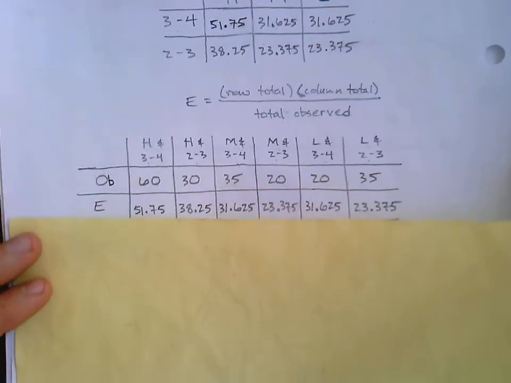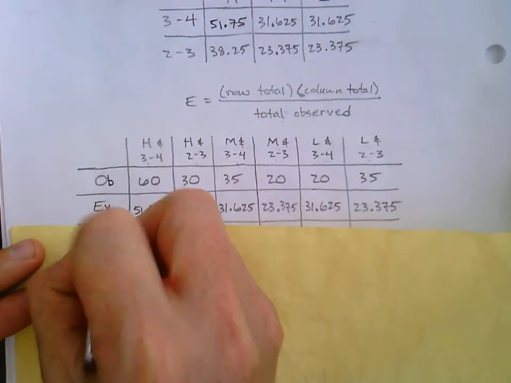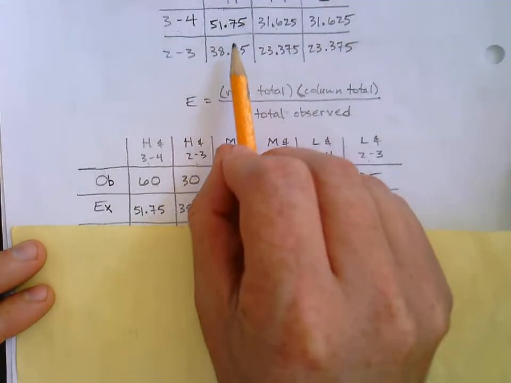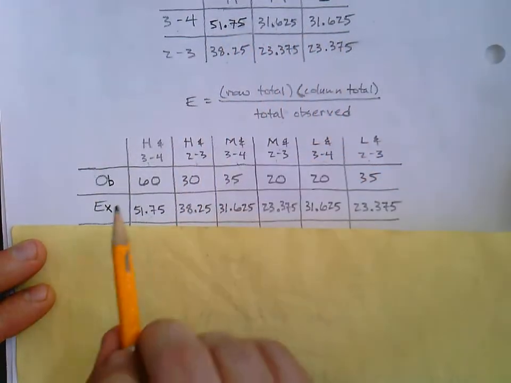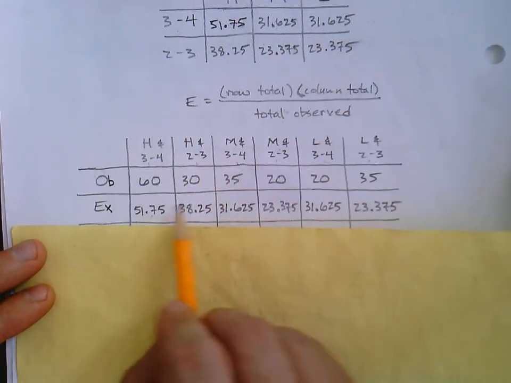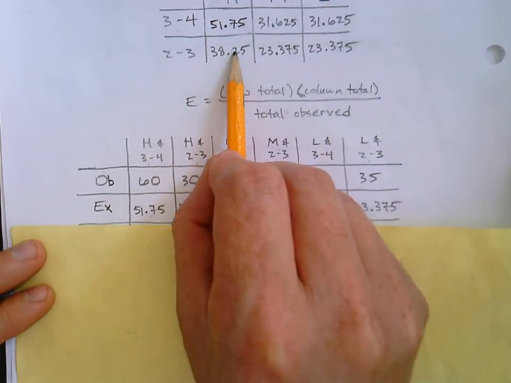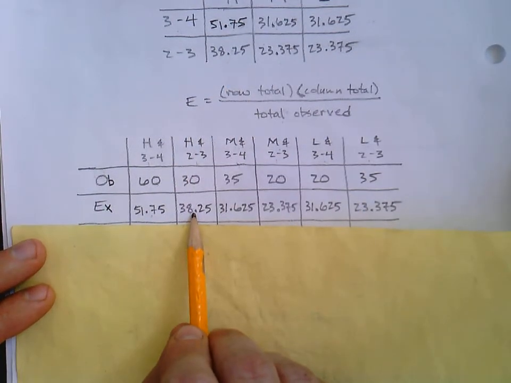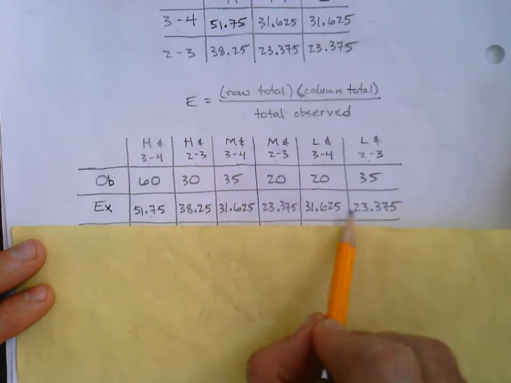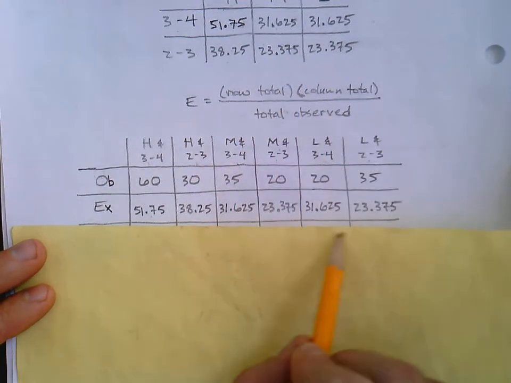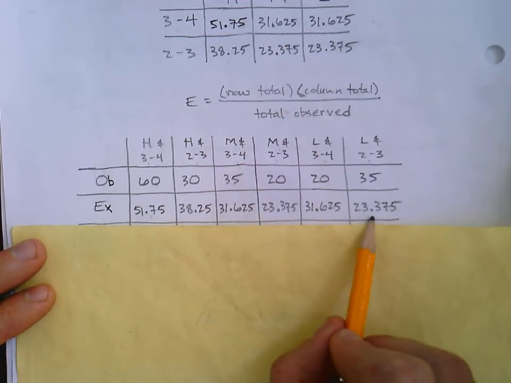Okay. Then we use our expected. And now these numbers are all of the numbers that we calculated, right? So I've got 51.75, and then high anxiety between 2 and 3 was 38.25, right? And we've got all of those numbers. I'm just double checking them now. Those are the expected numbers.